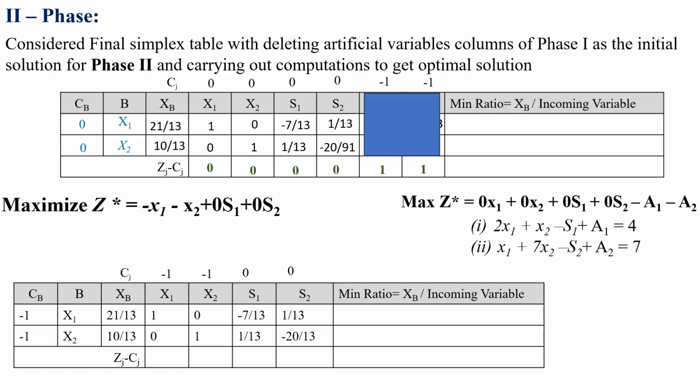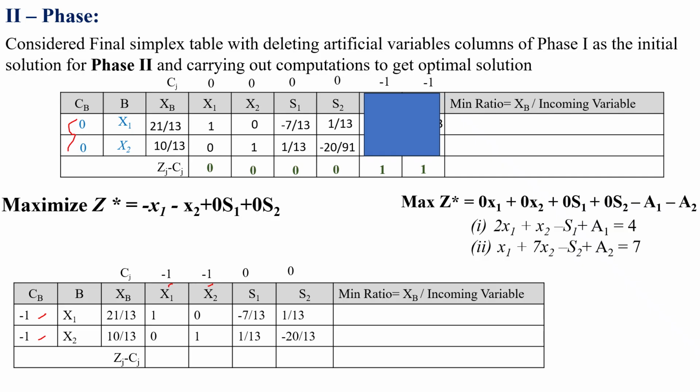For this one, observe the objective function. Now our objective function is maximize Z = minus x1 minus x2 plus 0s1 plus 0s2. We are not considering any artificial variables because these artificial variables are removed from the basis. So CJ values are the cost coefficient values, that is minus 1 for x1, minus 1 for x2, 0 for s1, 0 for s2. We have to modify this table similarly here also: 0 with the minus 1 and minus 1. These minus 1 are the cost coefficients for the x1 and x2 variables.